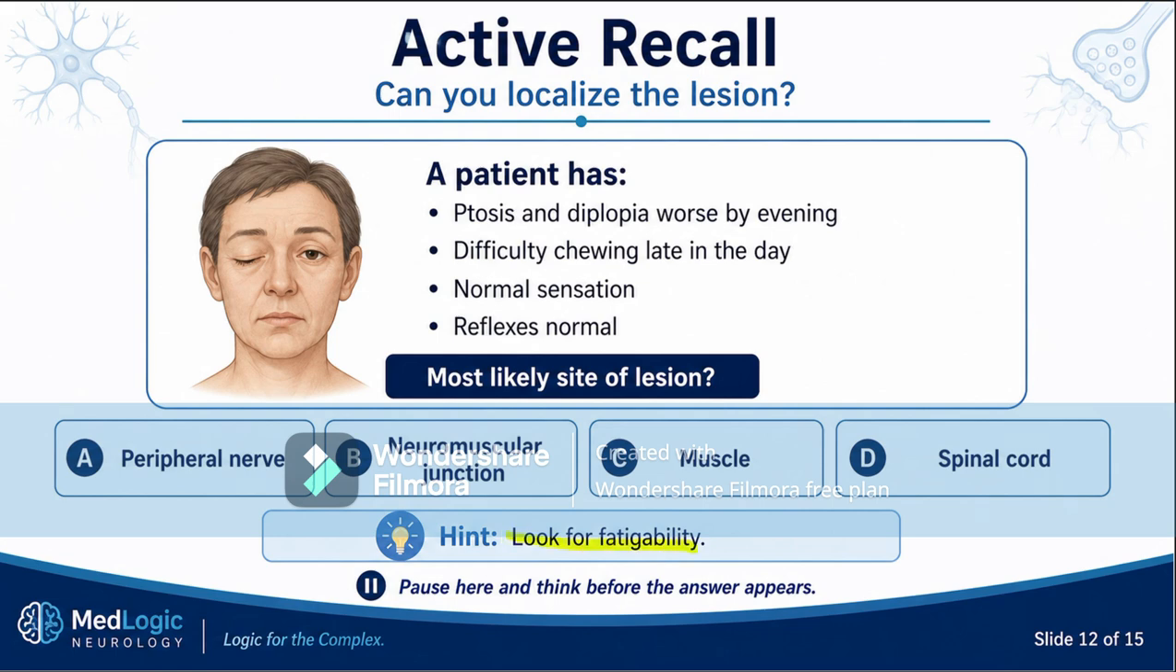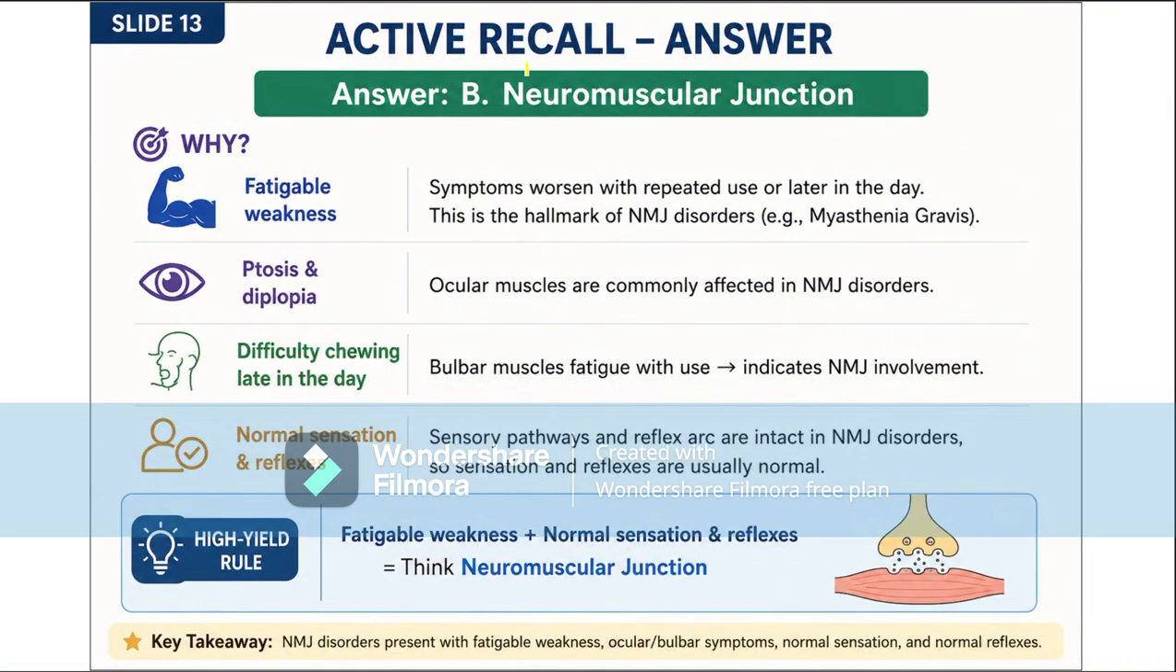The answer is neuromuscular junction. The keyword is fatigability. Symptoms become worse with repeated use or later in the day. Ptosis and diplopia are common because ocular muscles are frequently involved. Difficulty chewing late in the day suggests bulbar fatigability. Sensation is normal because the sensory pathway is not involved. Reflexes are usually normal because the reflex arc is structurally intact. So remember, fatigable weakness with normal sensation strongly points toward a neuromuscular junction disorder.